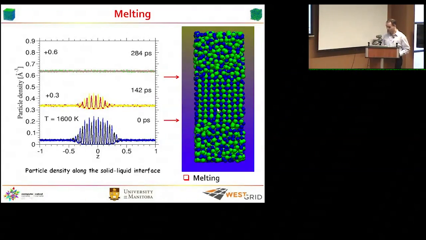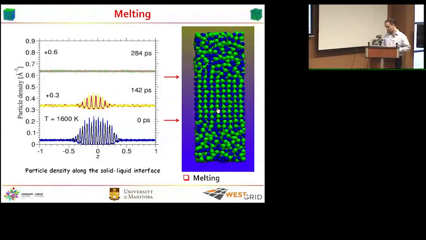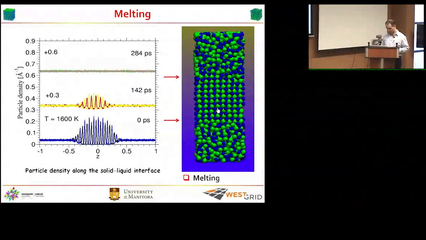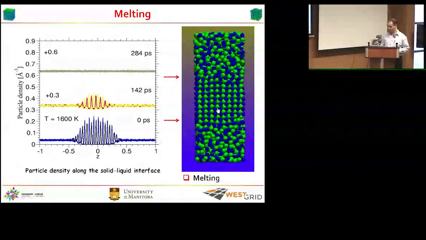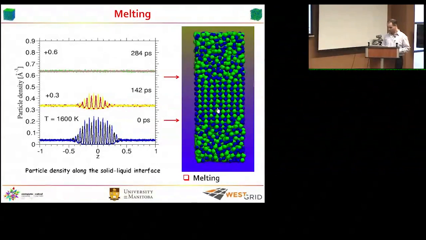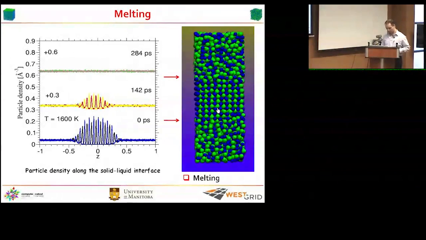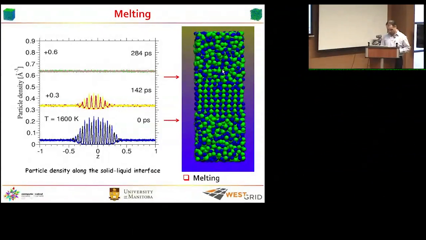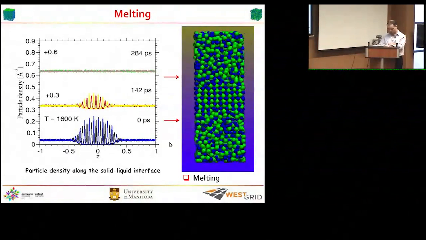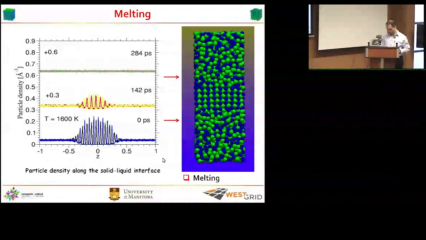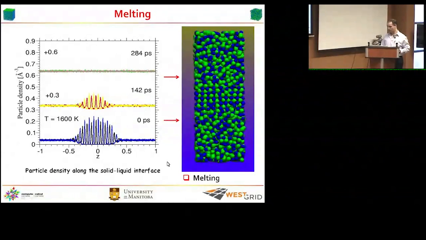So if I run the simulation at very high temperature, you see, for example, I don't know if you can see from here, we have a crystal at the beginning. When we run the simulation, after a short time, the system became completely liquid, as we see from the last figure. Now it's completely liquid.